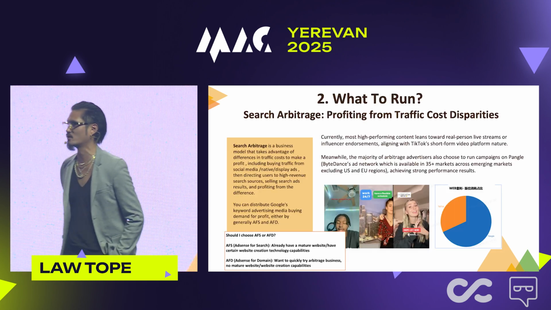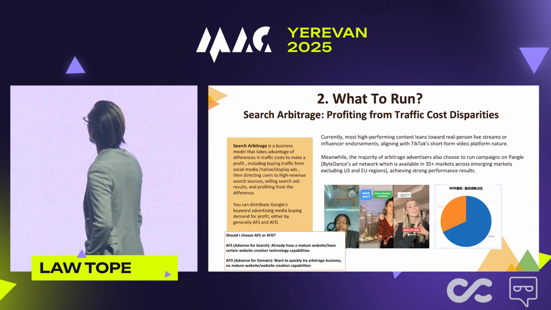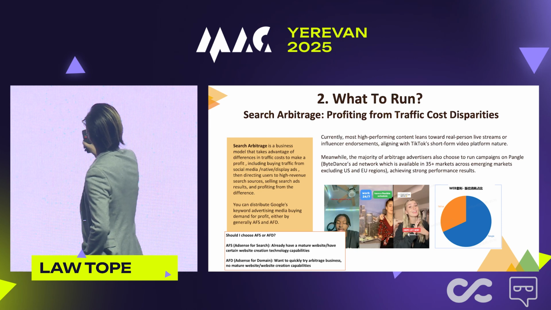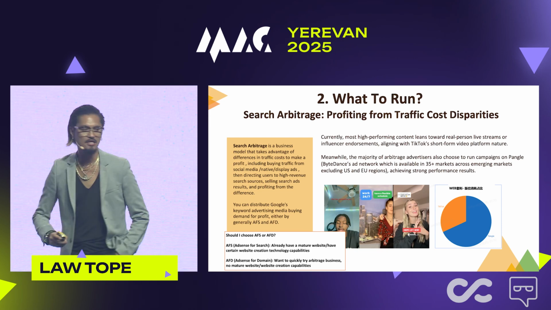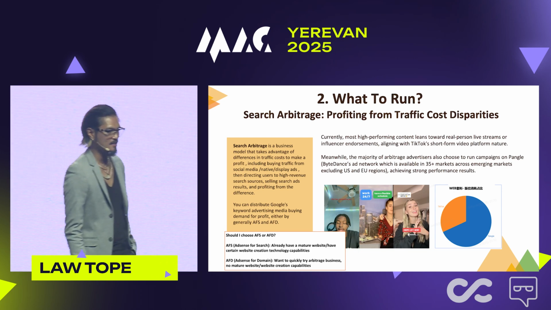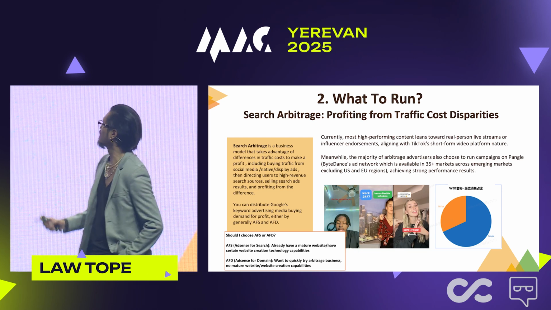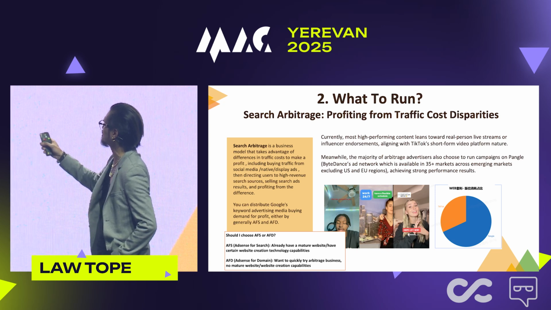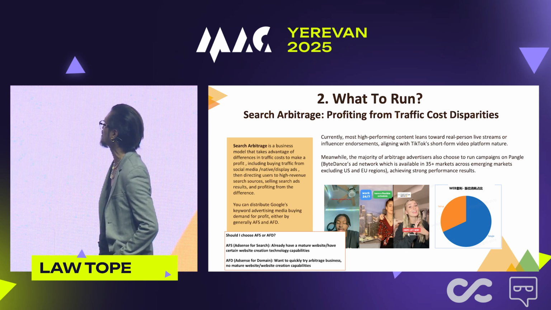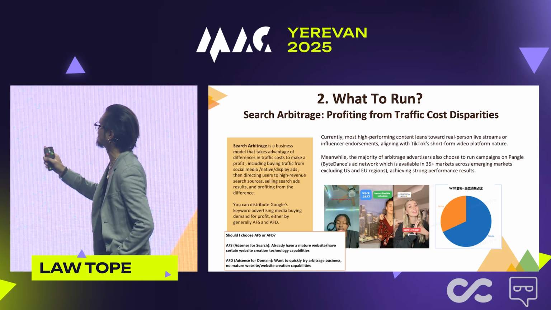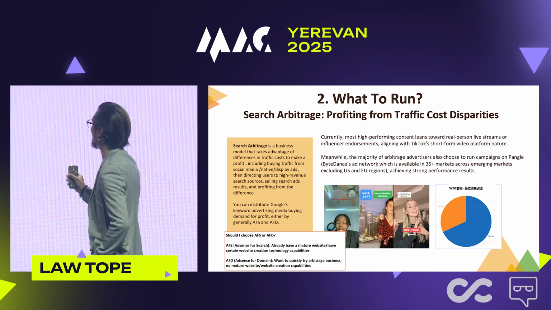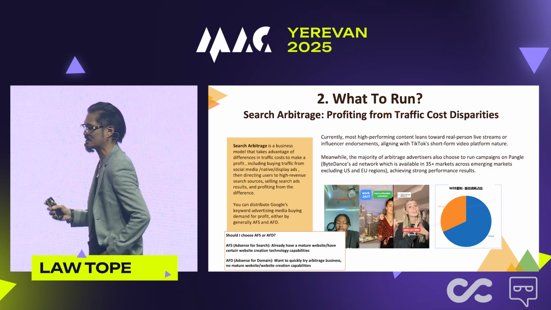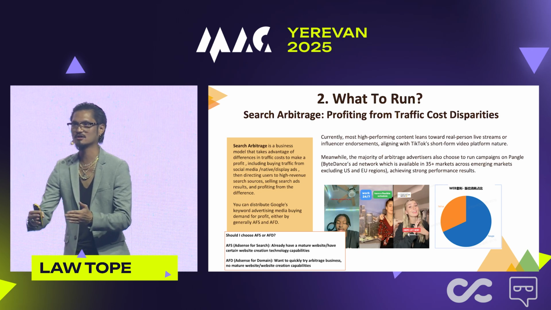So what do you want to run? Let's talk about search arbitrage. Basically, you want to profit from traffic cost disparities. This is one of the biggest things happening on TikTok right now. Search arbitrage is a business model that takes advantage of differences in traffic costs to make profit, including buying traffic from social media, native, and display ads, then directing users to high revenue search sources, selling search ads results and profiting from the difference. It's like buy low, sell high.